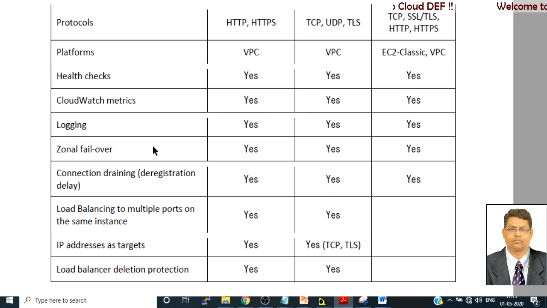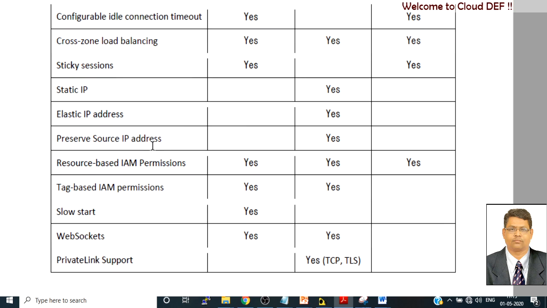Connection draining, deregistration delay. Load balancing to multiple ports on the same instance. IP addresses as targets. TCP, TLS. Load balancer deletion protection. Configurable idle connection timeout. Cross-zone load balancing.